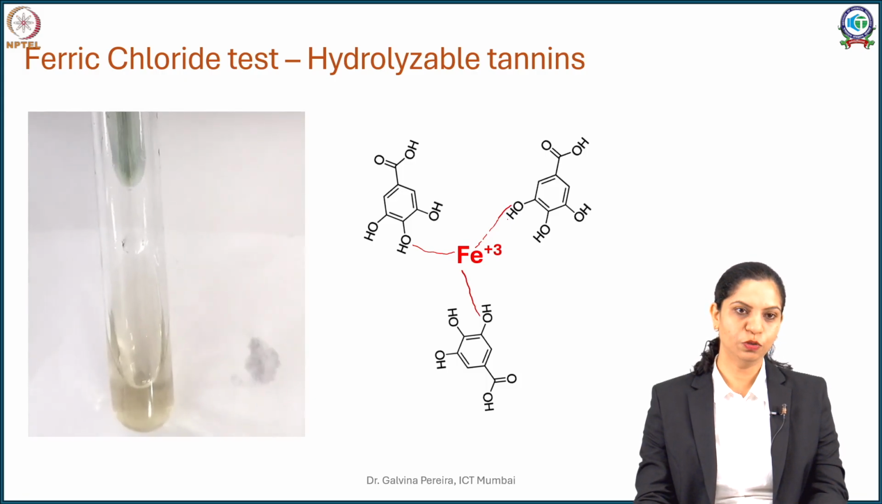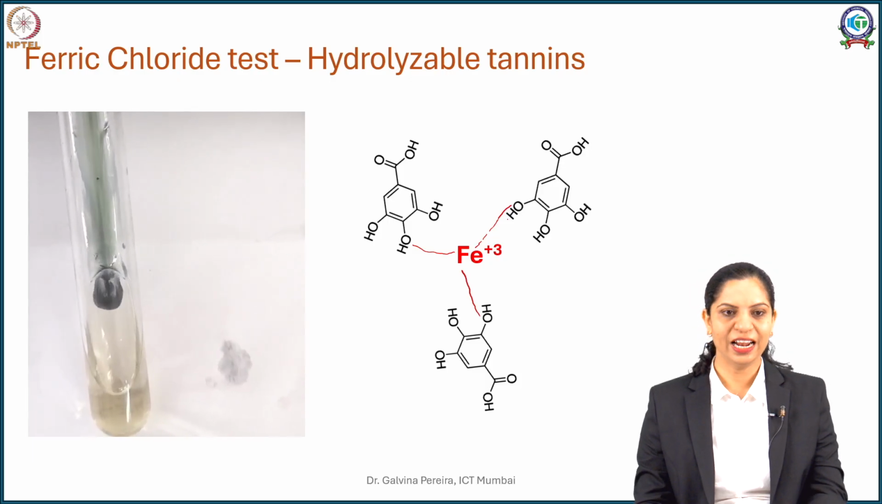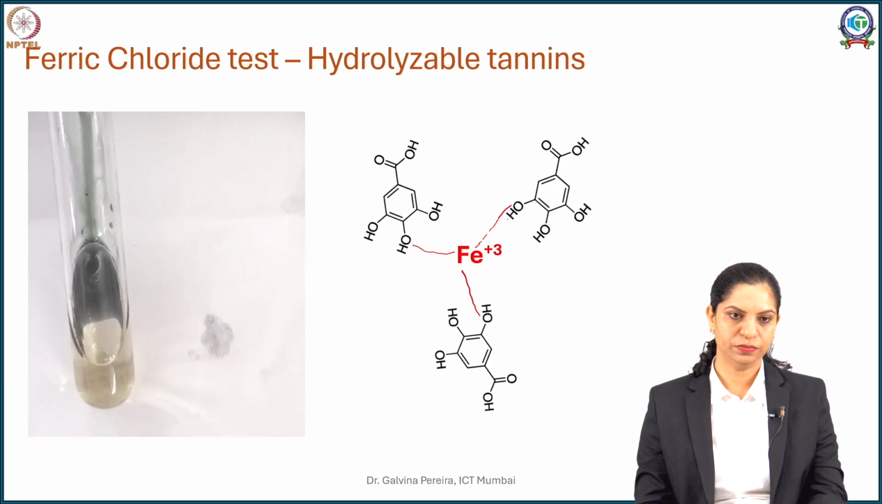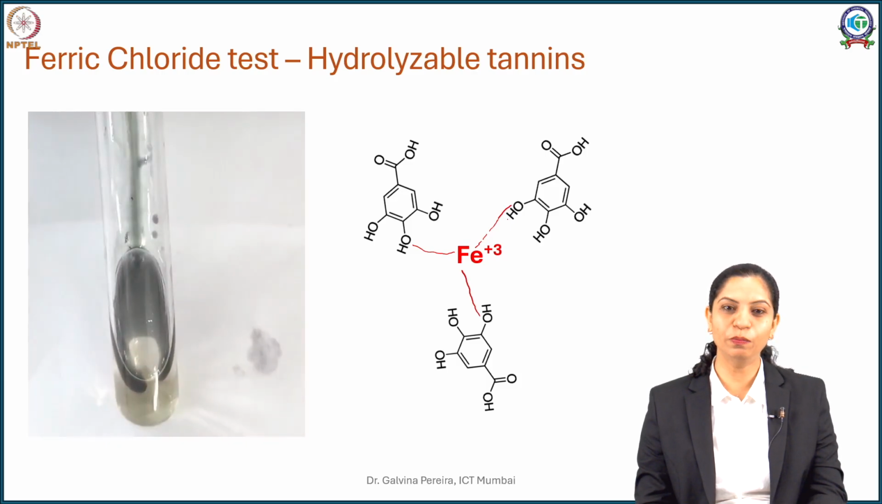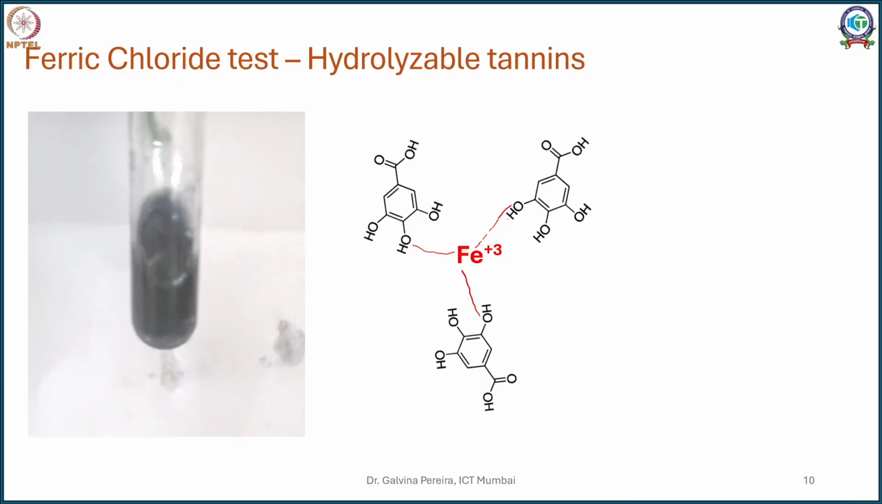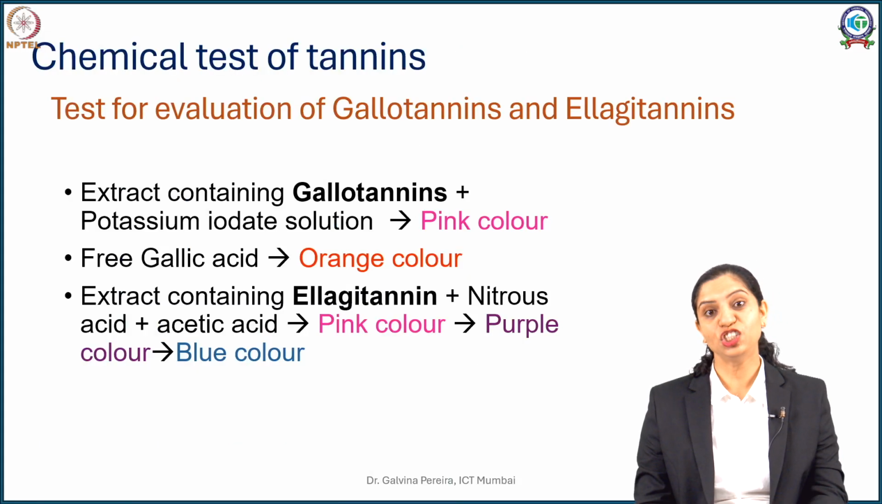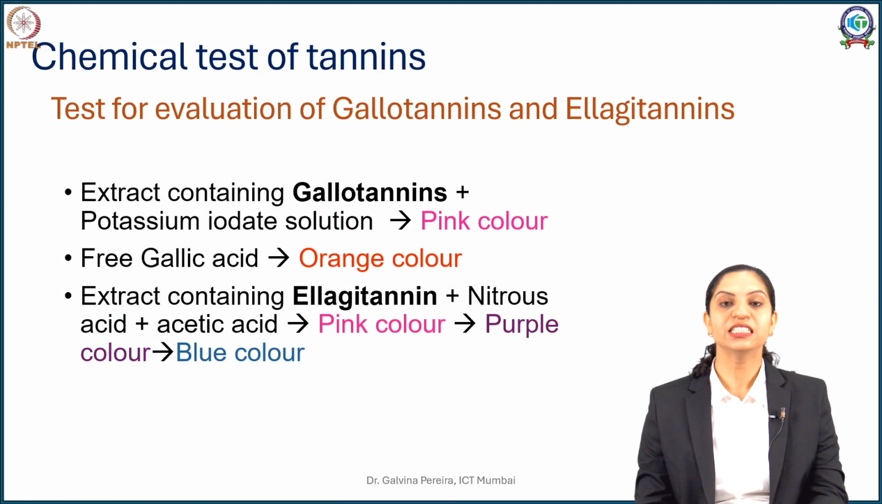This is a tube containing a light or very dilute solution of tannins, and I've added a drop of ferric chloride. So at the interface, when the reaction is happening, you can see a blue color complex being formed. Similarly, you can even check for the presence of specific hydrolyzable tannins such as gallotannins and ellagitannins.